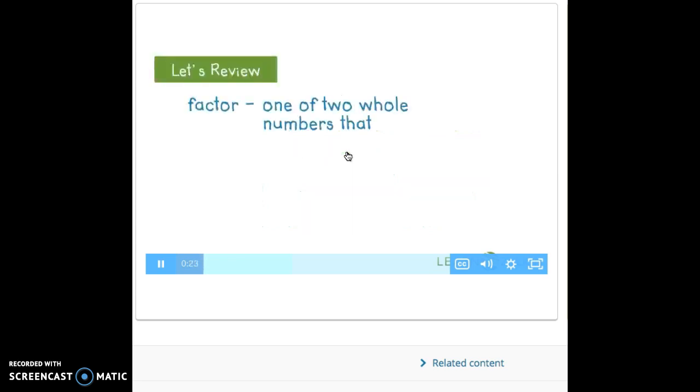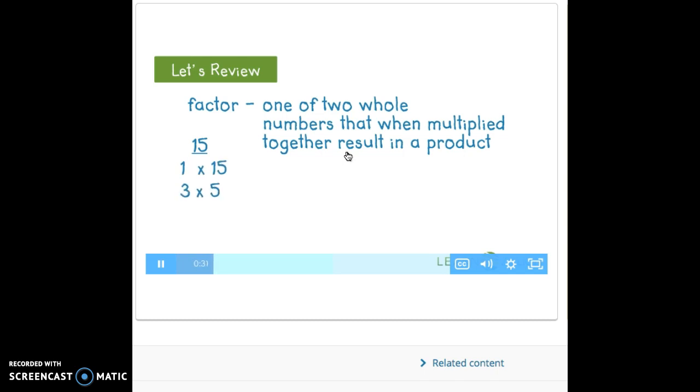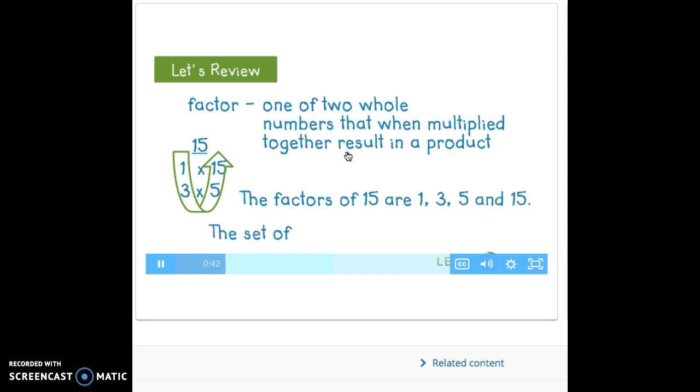Remember, a factor is one of two whole numbers that, when multiplied together, result in a product. If I want to find the factors of 15, I can list the multiplication facts, and then I want to make sure that I create a list of the factors themselves. I can even write this list as the set of factors for 15 by using brackets around 1, 3, 5, and 15.